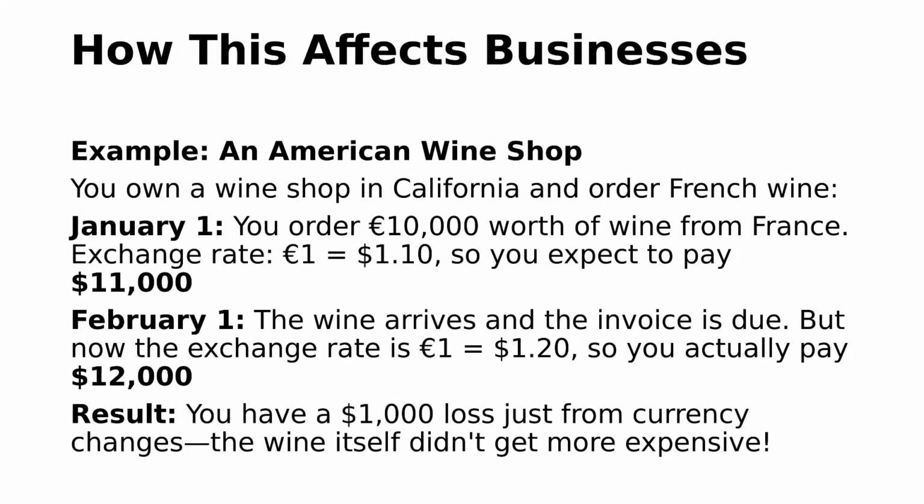Let's see how this plays out for an American wine shop ordering from France. On January 1st, you order 10,000 euros worth of wine. With the exchange rate at 1 euro equals $1.10, you expect to pay $11,000. But by the time your shipment arrives on February 1st, the exchange rate has jumped to 1 euro equals $1.20. Now, paying for the same wine costs you $12,000. That's a $1,000 loss purely from currency movement. The wine's price didn't change at all. This example shows how exchange rates can directly impact your costs, even when the deal itself stays the same. It's a real challenge businesses face in international trade.